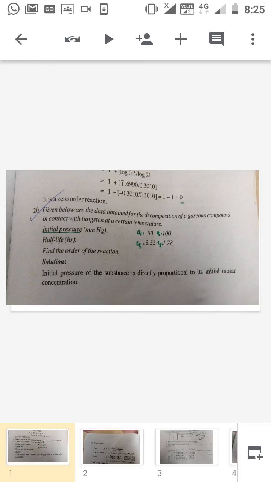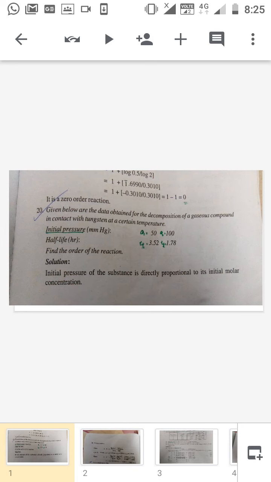Now we are discussing the next problem, the 20th problem. Given below are the data obtained for the decomposition of a gaseous compound in contact with tungsten at a certain temperature. The initial pressure in mmHg is A1 is 50 and A2 is 100, and the half-life period is also given. T half 1 is 3.52 and T half 2 is 1.78. Find the order of the reaction.